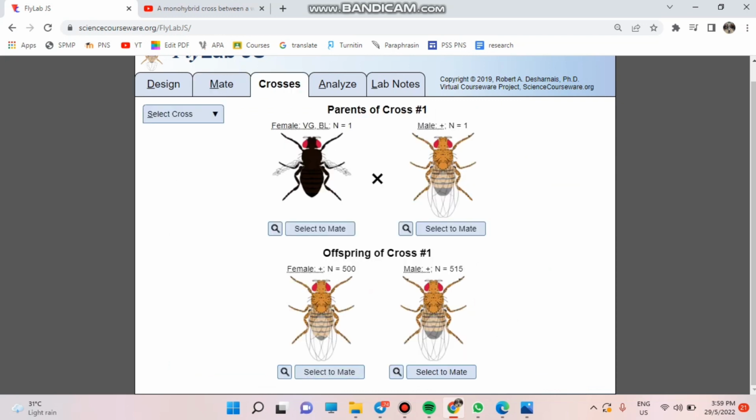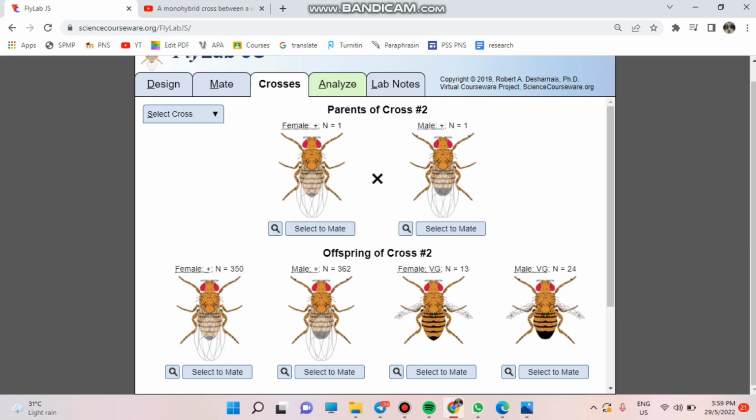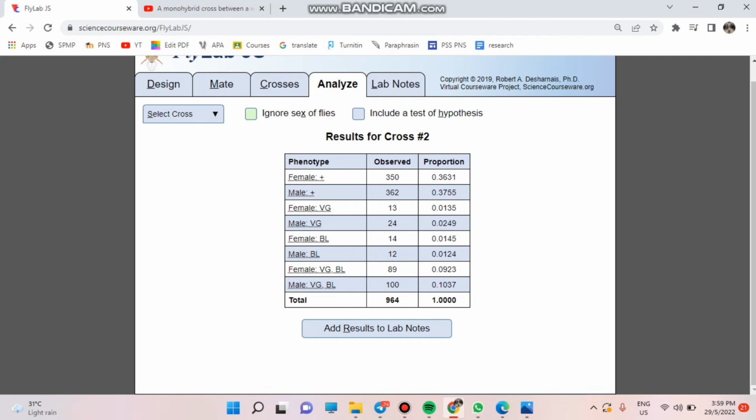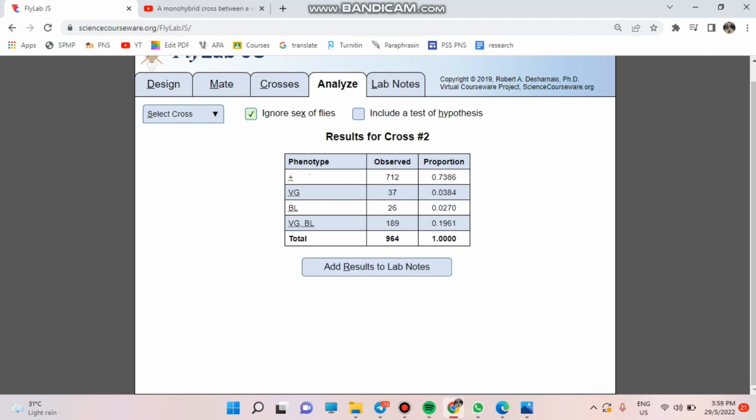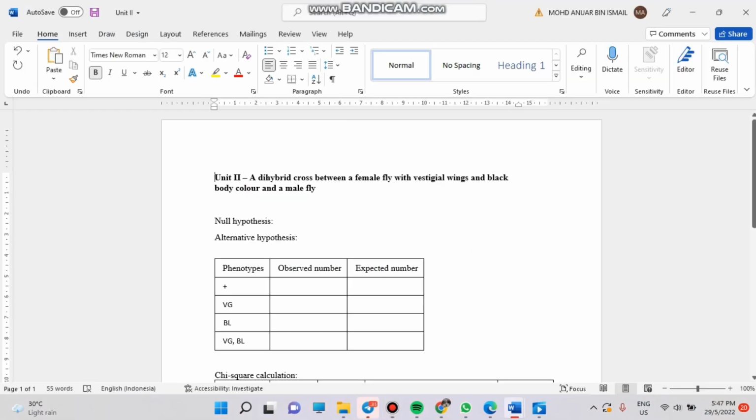So we'll choose offspring of cross one to mate the female and male. So we'll mate flies, and then we'll click analyze, and then we will ignore sex of flies. So we will include the test of hypothesis that we follow for ratio 9:3:1. So we will test our hypothesis. So this is for the result.